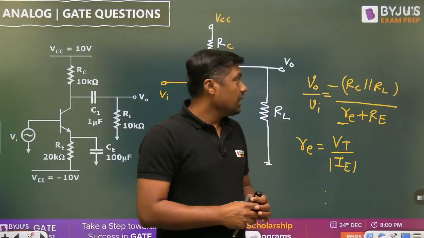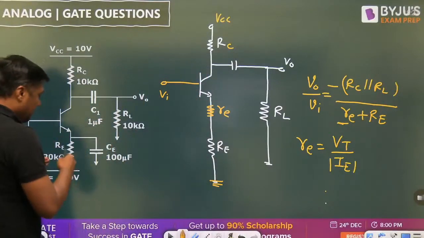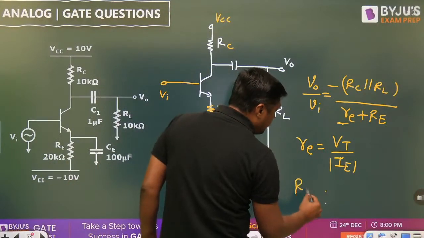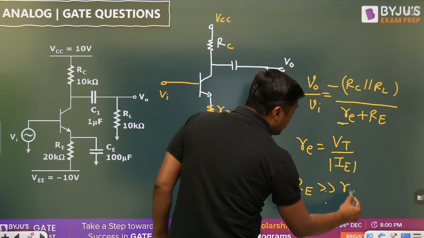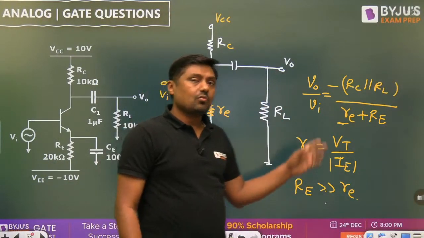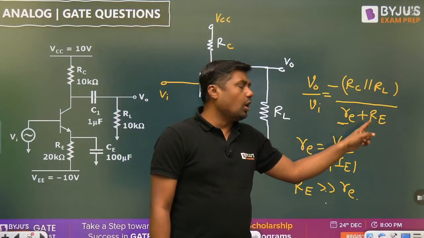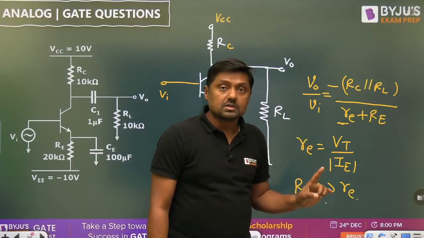Second thing. If it is unbypassed, then in case of unbypassed, normally the capital RE is very, very greater than small re. In that case, what is the approximated answer? Minus RC parallel with RL upon capital RE if it is unbypassed.